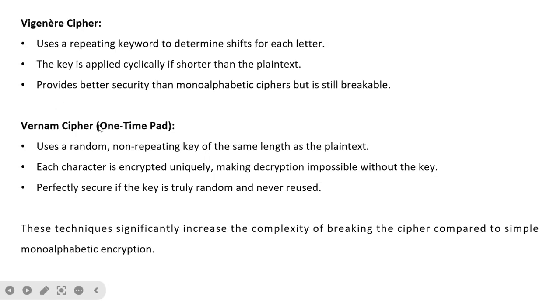Vernam cipher: it is also called the one-time pad, but there is a difference between the Vernam cipher and the one-time pad. It uses a random, non-repeating key of the same length as the plaintext. If we use a key only once, then it becomes a one-time pad, but if over a period we repeat keys, then it becomes a Vernam cipher.